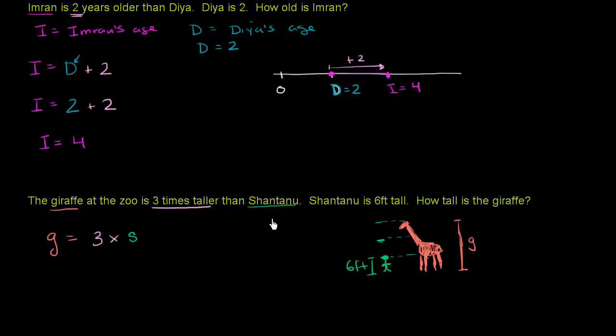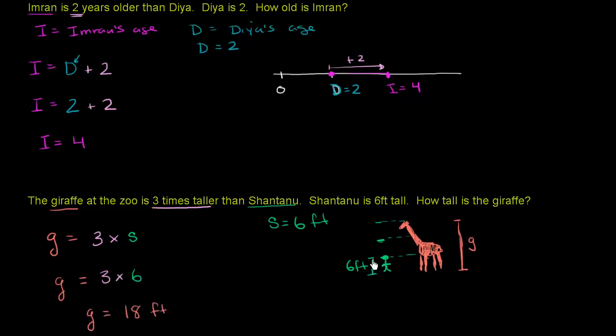Or another way of saying it is S is equal to 6 feet. How tall is the giraffe? Well, once again, S is equal to 6 feet. So the giraffe's height is equal to 3 times Shantanu's height, which we now know to be 6 feet. So 3 times 6 feet. In feet, the giraffe's height is 3 times 6. Well, we know that 3 times 6 is 18. We're dealing with feet, so the giraffe's height is 18 feet.